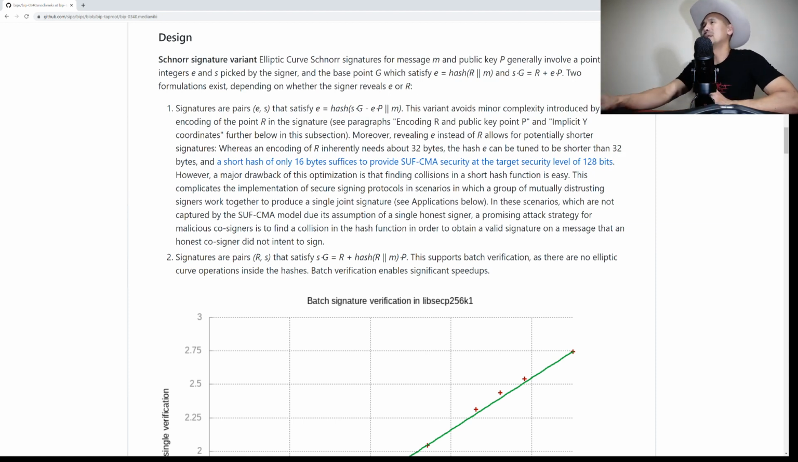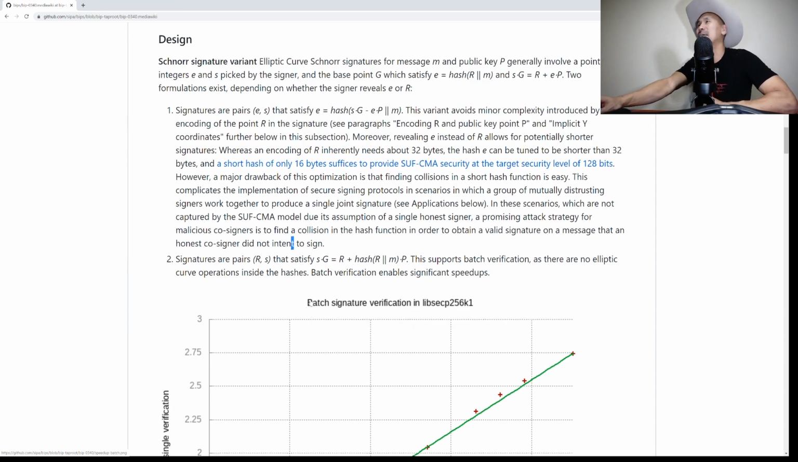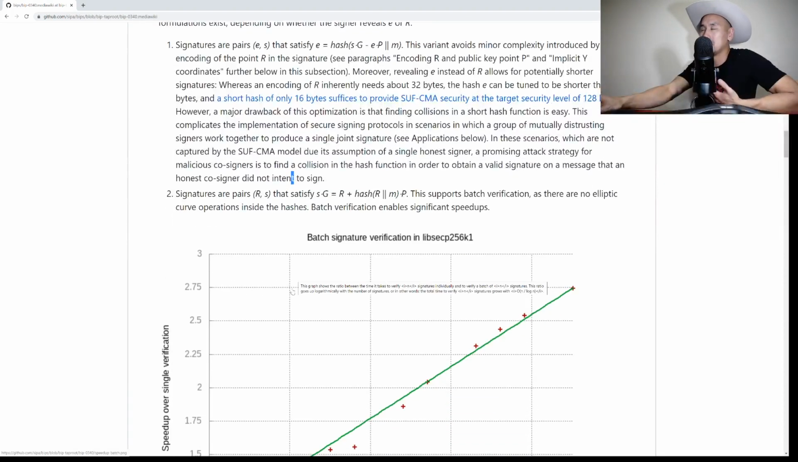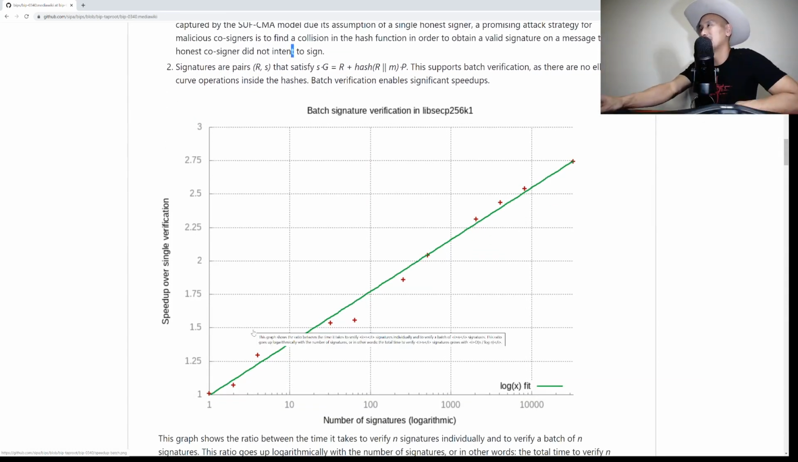All right, so I should probably put in a pull request there because that's a grammatical error. Did not intend to sign. But yeah, basically, what this is saying is you can use a shorter hash and have the target security level. But then you're making it so that hash collisions become more valuable, and you don't really want that, especially because that can cause problems and cause people to sign things that they didn't intend and so on.